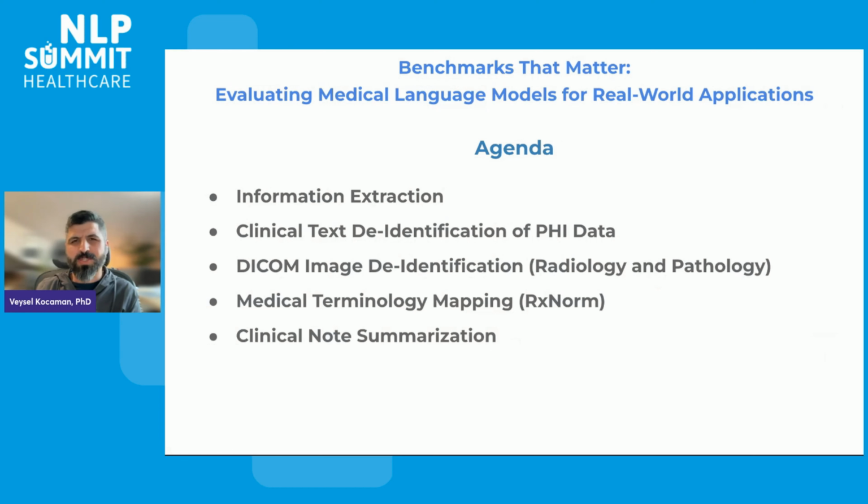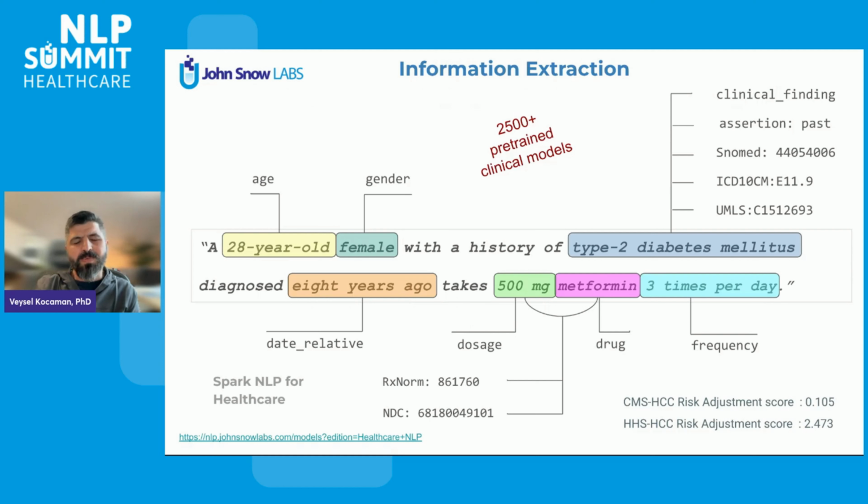The first one is information extraction, and then the data, and then the text and image identification, medical terminology mapping, and then clinical notes and relation with LLMs. So information extraction is the backbone of classic natural language processing, as you may know. So given a clinical text or one single sentence, we usually would like to extract a whole bunch of information that you see on my screen right now.